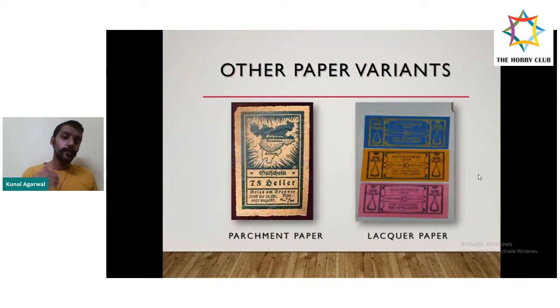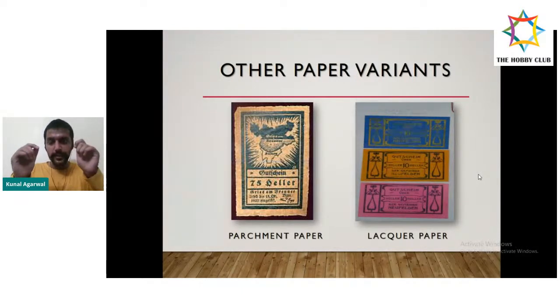The other variants include this parchment paper. So parchment paper is more like butter paper. It's transparent, but it has some industrial use to it. So even that was used to print Notgelds.